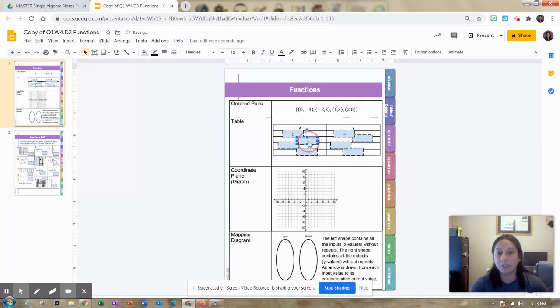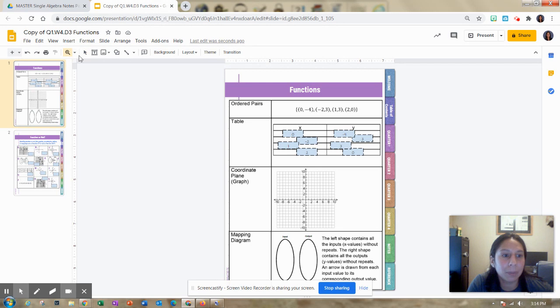So (0, -4), (-2, 3), the next value was (1, 3), and then lastly we have (2, 0). So we're just making sure that from a set of ordered pairs you can put it into a table and that you can also graph it. So next we're going to go ahead and work on graphing.